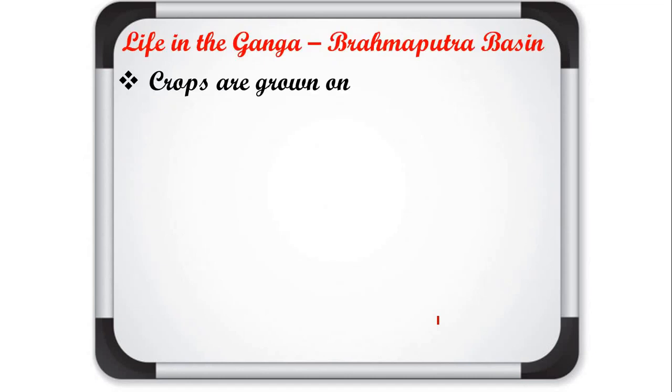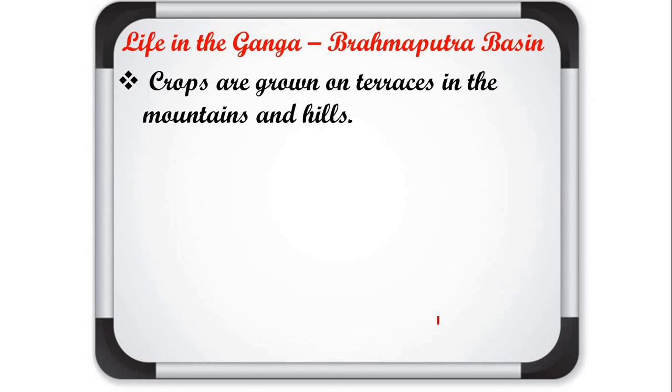Crops are grown on terraces in the mountains and hills. Already we have discussed the plain areas and the crops grown there. Now about the hilly areas, the mountains. On mountains, crops are grown on terraces. Terrace means a step field, in which mountains are cut down into steps, and these steps are used for cultivation. This is known as step farming or terrace farming.